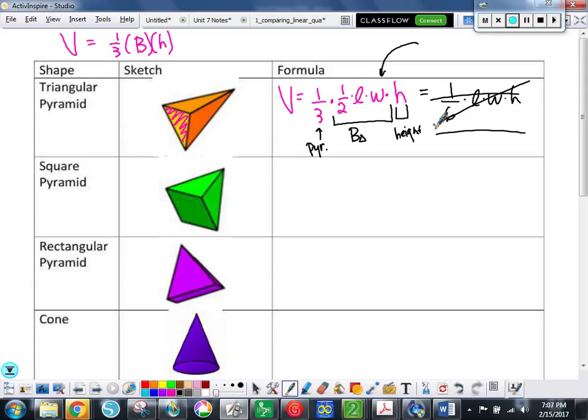So let's do it again. Now I've got a square base. The volume is 1/3 because it's a pyramid. Now how do you find the area of this square? Side times side. So 1/3 side squared times h.